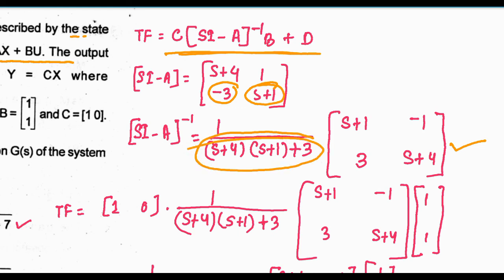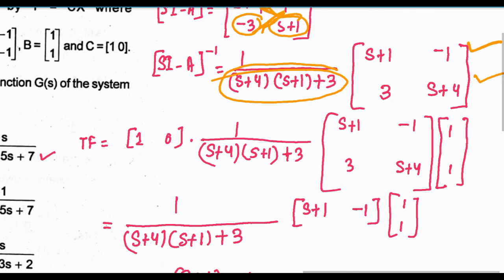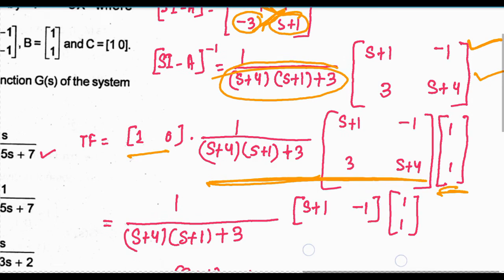And what is the adjoint? Here, for a 2 cross 2 matrix, the two diagonal elements will be interchanged, and the other two remain the same but their polarity will be changed. So here the transfer function will be C into (sI minus A) inverse into B plus D. As D is not given, this is 0.